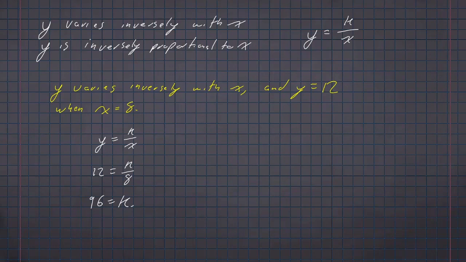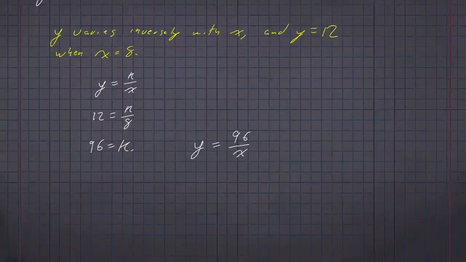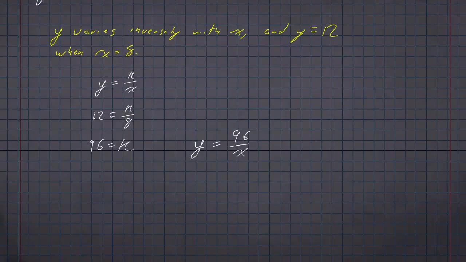And again, remember, the key of variation is that for a particular situation, k is constant. So if x and y vary, k stays constant, which means that instead of the generic y equals k over x, we now have the specific equation for this scenario, y equals 96 over x. And then if we have something to work with, we can solve from there.